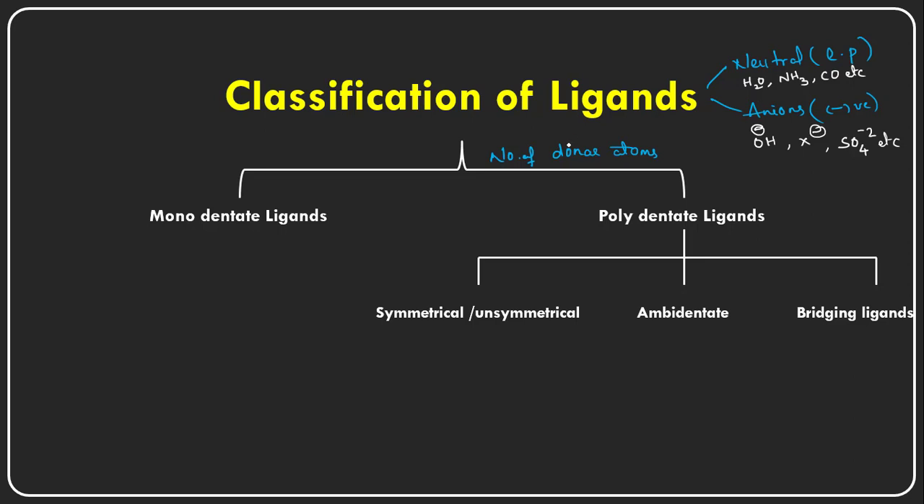Here, based on the number of donor atoms. And what is the donor atom here? If you take any ligand, either neutral or anion, the atom which has the ability to donate the pair of electrons to the central metal ion is the donor atom.